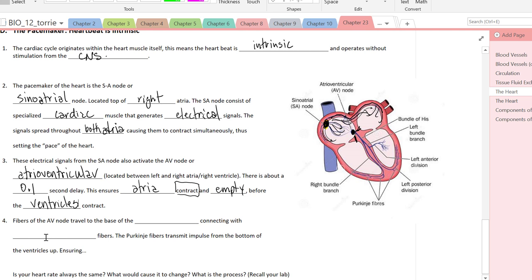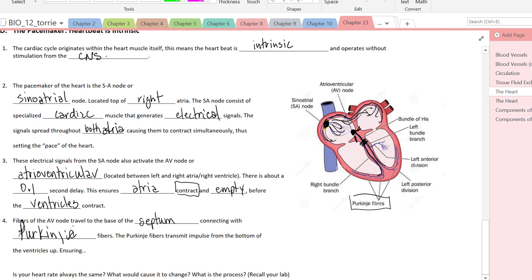All right. So once that electrical signal enters down into the AV node, then here's where those fibers reach down, so they don't cause contractions starting up here. They reach down and they attach to these Purkinje fibers. So fibers of the AV node travel to the base of the septum, where they spread and connect with these Purkinje fibers, which technically should be capitalized, named after somebody.